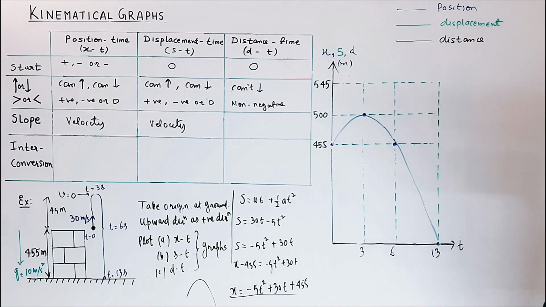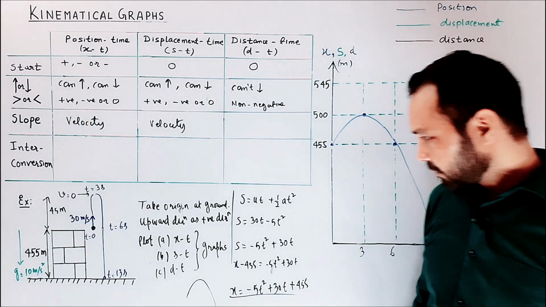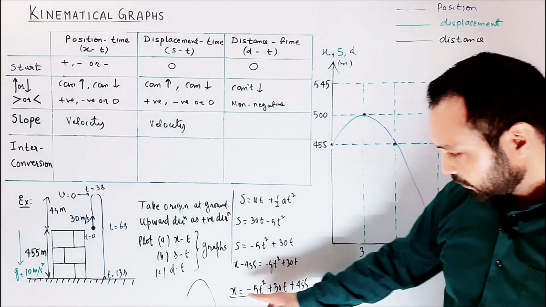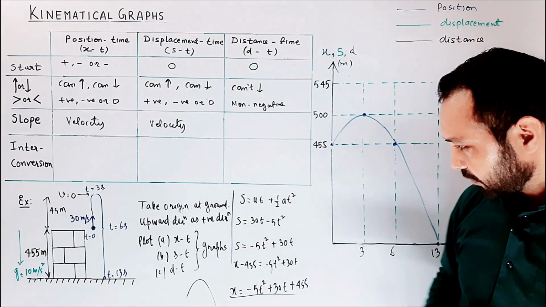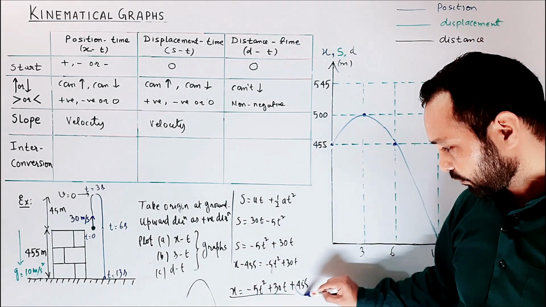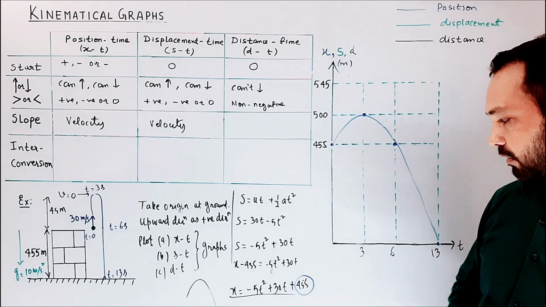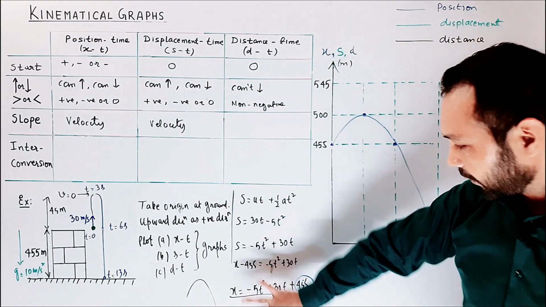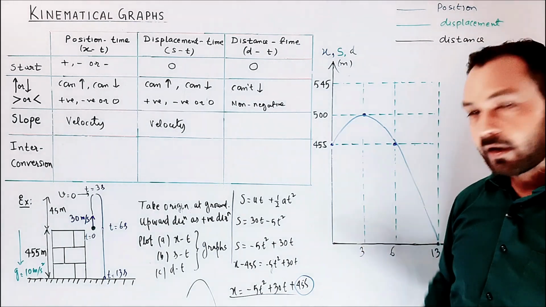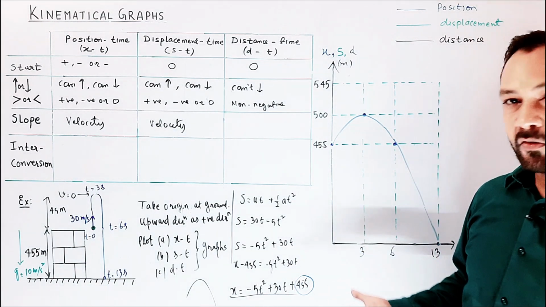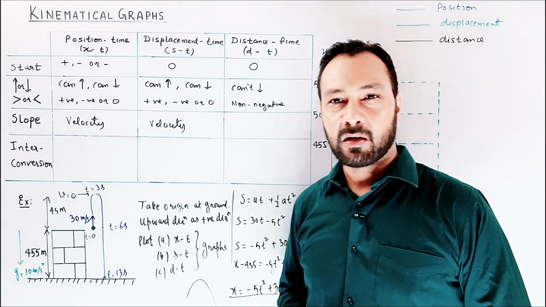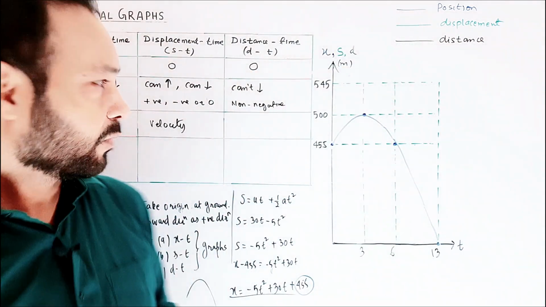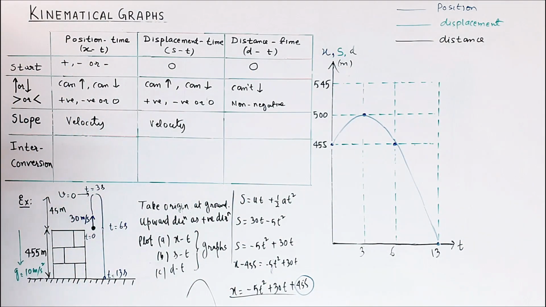And now the displacement time graph. See, there is no difference between position and displacement, only this point. Everything is the same, only the difference is at the start. All the functional form is the same, start is different. We discussed that the position time graph can start from anywhere, but the displacement time graph starts only from the origin.